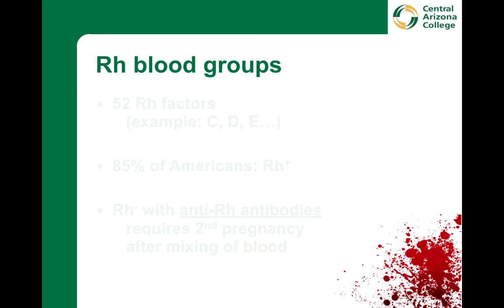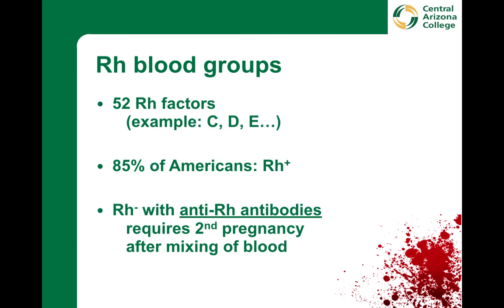Finally, I will say a few words about Rh blood groups. Note, however, that this is a larger topic on its own and one that we will not fully tackle in this class. There are 52 different Rh agglutinogens, also known as Rh factors. The most common ones are C, D, and E. If someone is Rh positive, this means that there is a presence of D antigen. And in fact, this is approximately 85% of Americans. Whether someone becomes Rh negative with anti-Rh antibodies, which would be a problem in general, requires a pregnancy and mixing of the fetus's and mother's blood. If this is the case, there is significant risk on the second pregnancy.